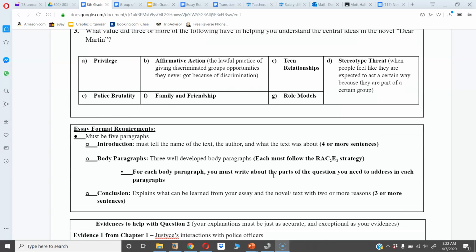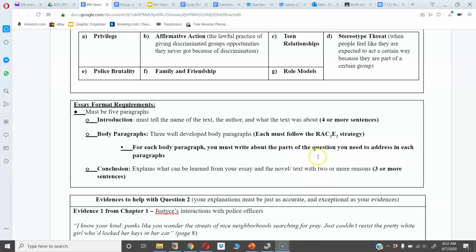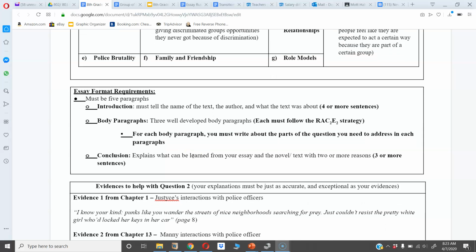You also have the essay prompt requirements. Must be 5 paragraphs: intro, body paragraphs, and conclusion, which of course is needed. Race is the important thing right here. For each body paragraph, it should be race. 2 evidences must be in each body paragraph. Your introduction should be 4 or more sentences, and the conclusion is really about what was learned. I'm gonna show you an example essay, so don't sweat it.